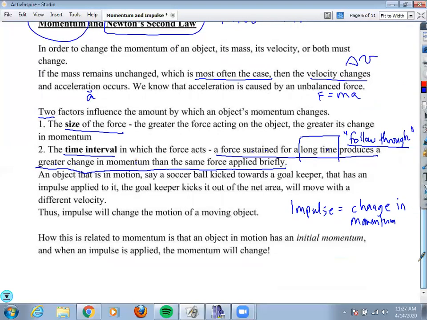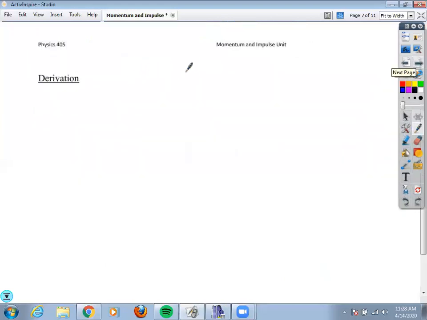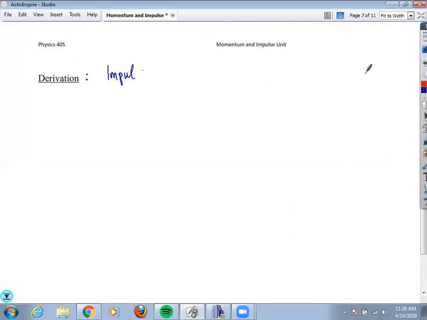So how is this all related to momentum? Well, before the force acts on an object, it has an initial momentum. After the impulse is applied, the momentum changes and it would have a final momentum. So we are going to then derive the impulse change in momentum theorem.